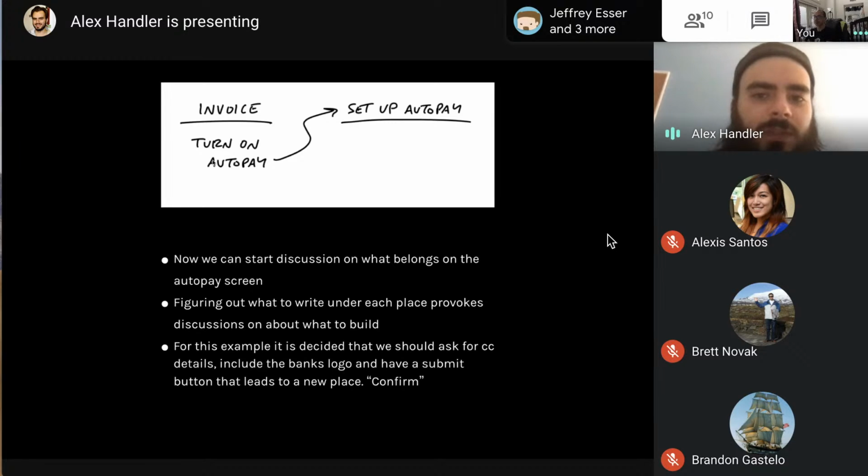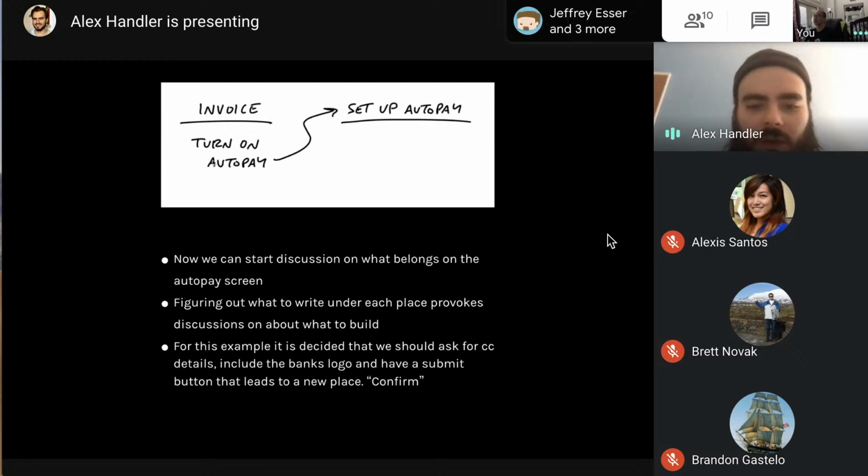And yeah, we don't have to specify. We don't even necessarily have to know whether or not setup autopay is just a modal dialog or an actual new page. As long as we put it up top and put a line, it's fine just to know that it's a place. Right? So now we can start the discussion on what belongs on the autopay screen.